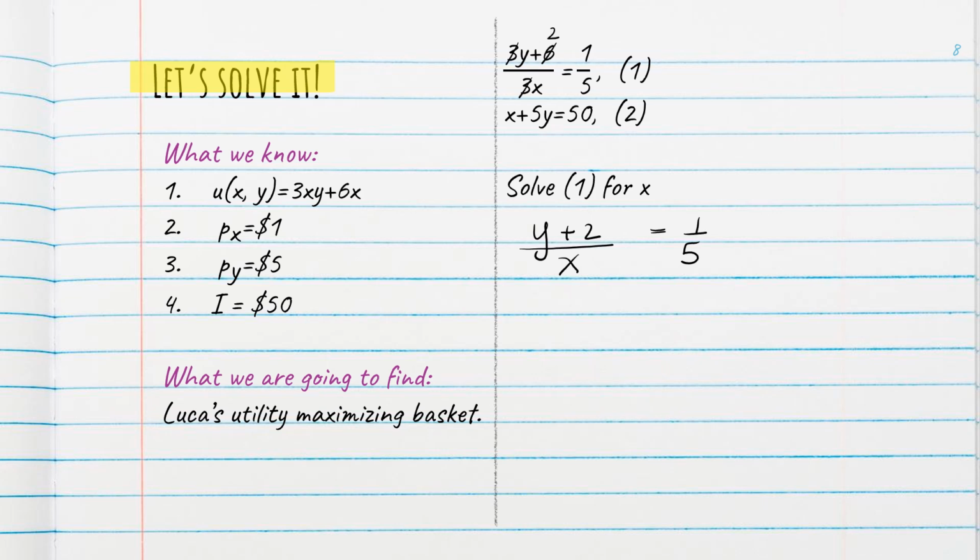So I did a little bit of canceling, and now because I want to isolate x and find how x depends on y, I'm going to cross multiply. So I have x times 1 is equal to x, and that is going to be equal to 5 times y plus 2. And then we can distribute that 5 in and write that x is equal to 5y plus 10. And I'm going to call this equation 3.